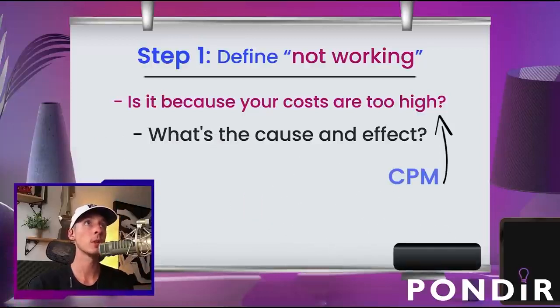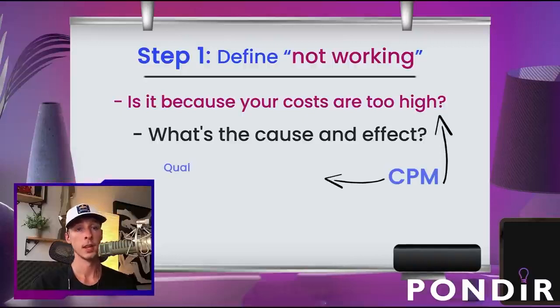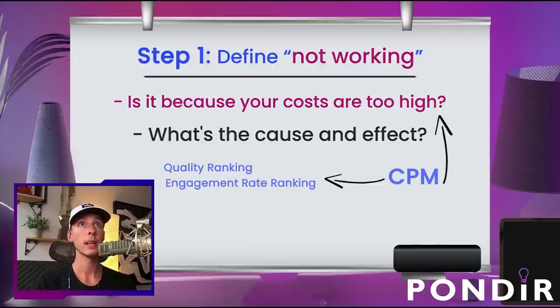And so when it comes to influencing your CPMs, we'll write CPM here. There's really three main factors that I want you to focus on, all right? It's going to be quality ranking, engagement rate ranking, and conversion rate ranking.